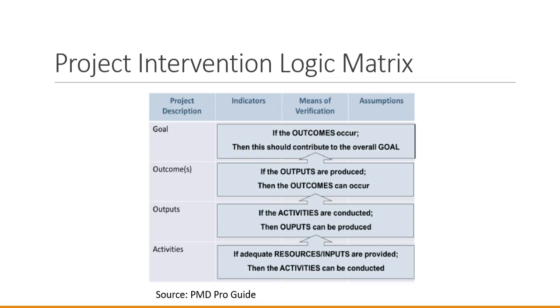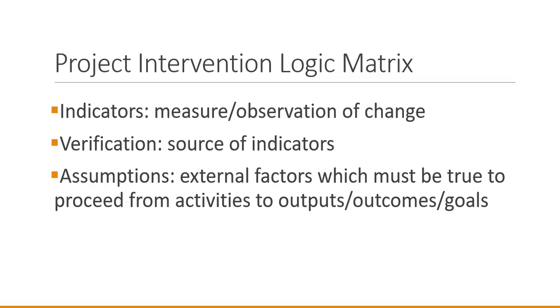Let's talk about the column titles, which we refer to as the horizontal logic: indicators, verification, and assumptions. Indicators are measures and observation of change. And to measure change, we need some kind of baseline measures or observations that took place before the project began. The verification of the indicators refers to the source of our measurements and observations.